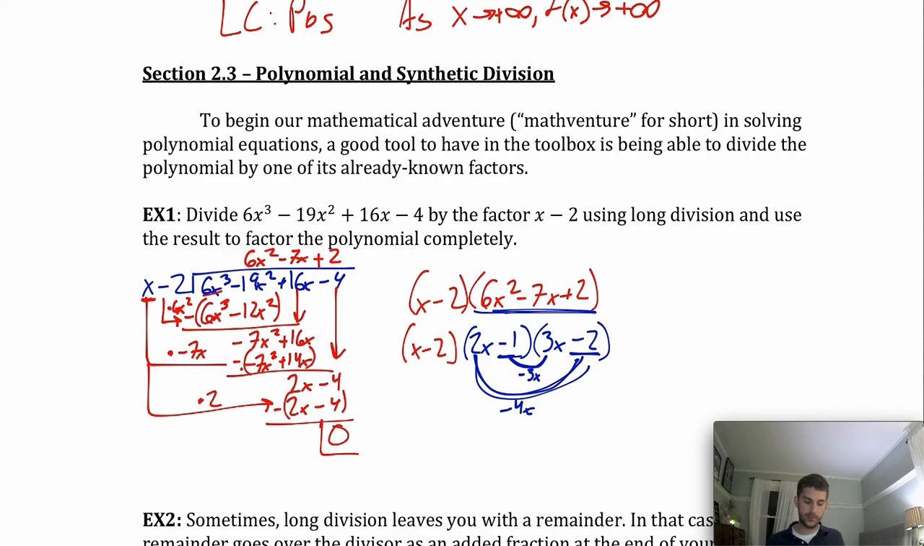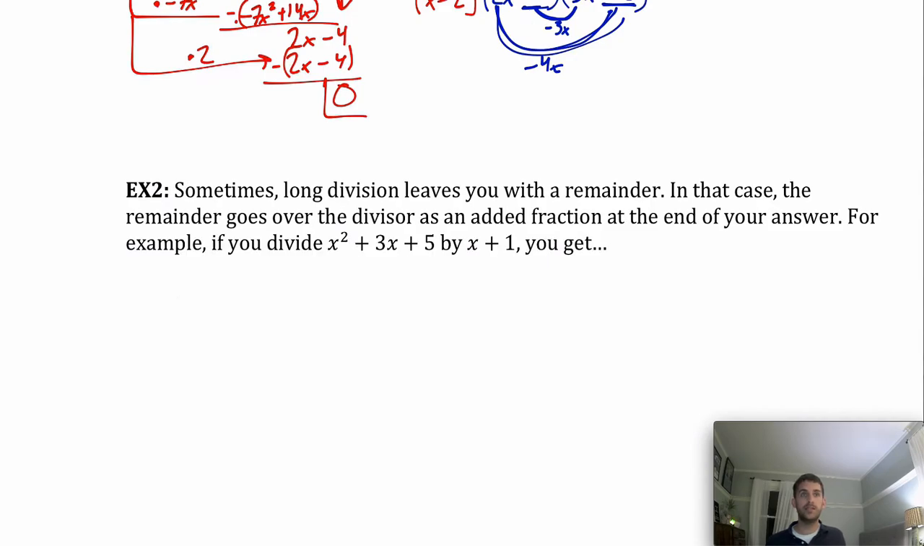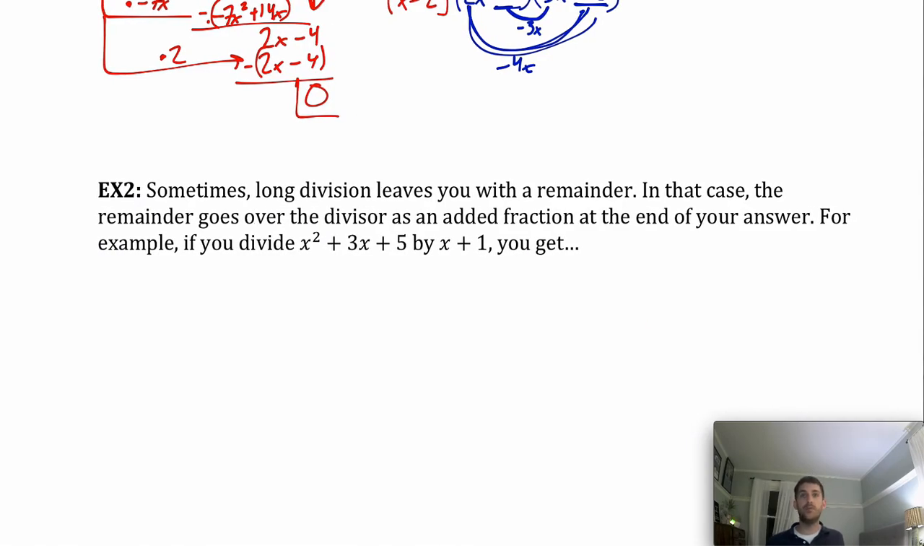Now, example 2, sometimes you're going to get a remainder. This past example, we got no remainder, which was nice. But unfortunately, that's not always going to be the case. So sometimes you end up with a remainder. In that case, we've got to put it over the divisor, in other words, what we're dividing by, as an added fraction at the end of your answer.